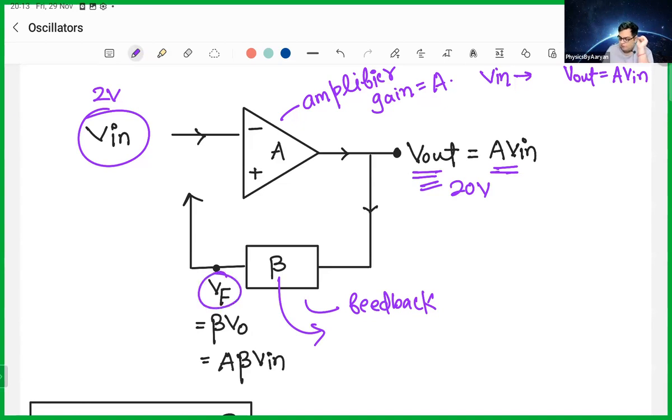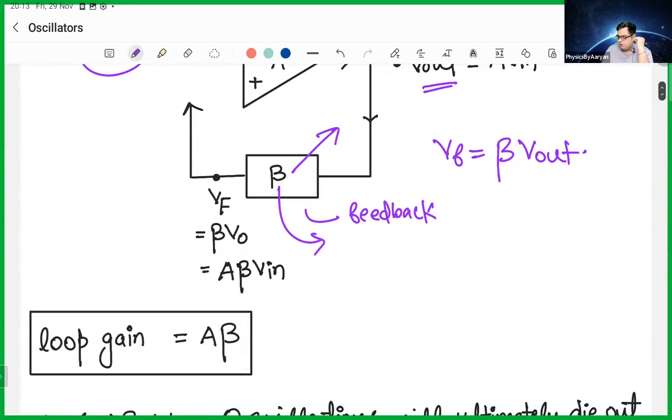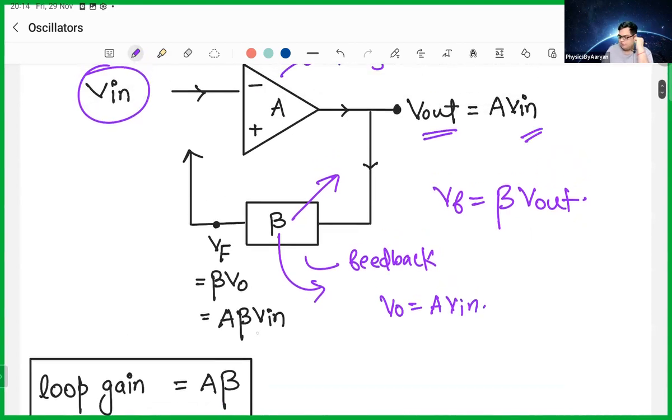So the voltage at this point, basically the feedback voltage which you are giving back to the input, is beta times V output. Beta decides what fraction of the output you are giving back. And you know that V output is A into V input, as you can see here. So then you put it here.